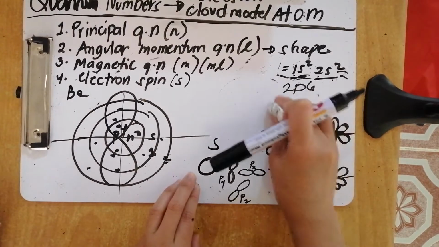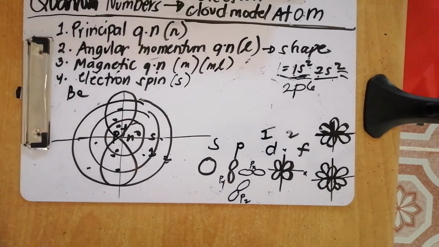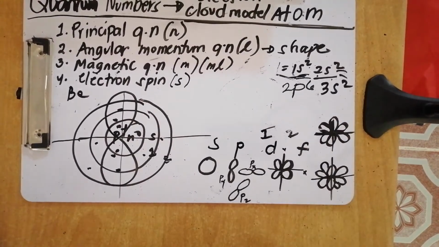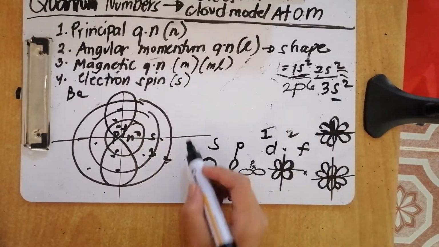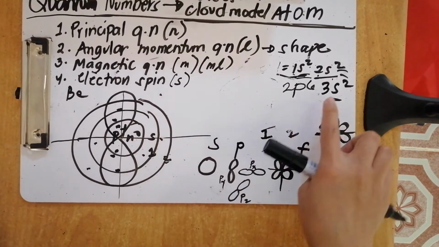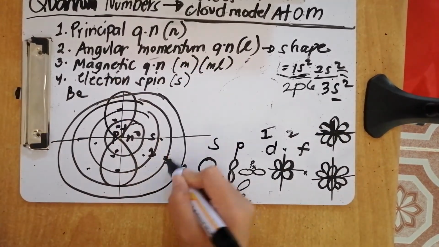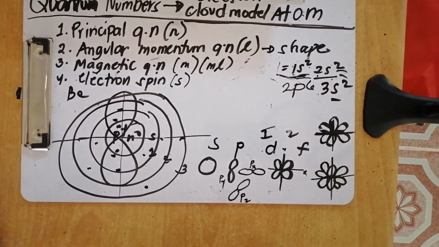Now, let's continue. After 2p6, what is next there? 3s2. How about there is another 3s2? Okay, on the third energy level, there is S. So, third energy level, what is the shape? S. Circle. Third energy level, there is S. Inside that orbit, there are 2 electrons, but I cannot really pinpoint where they are. I just assume that it's there, but they are really moving around.